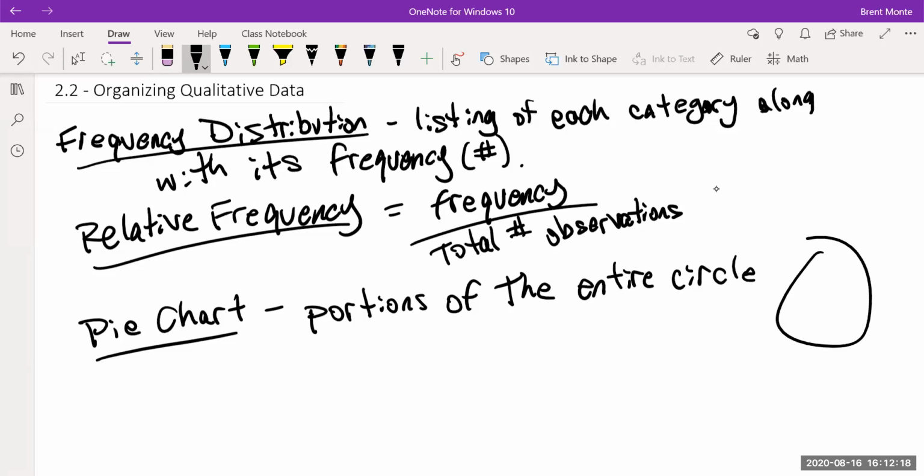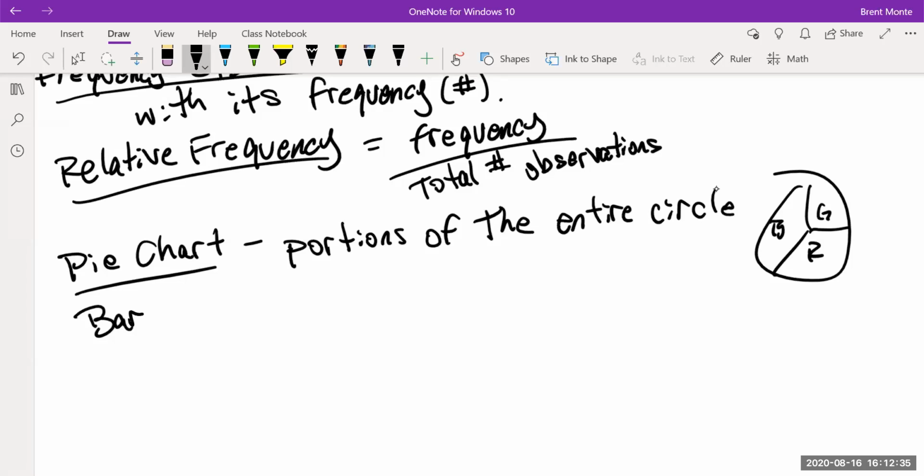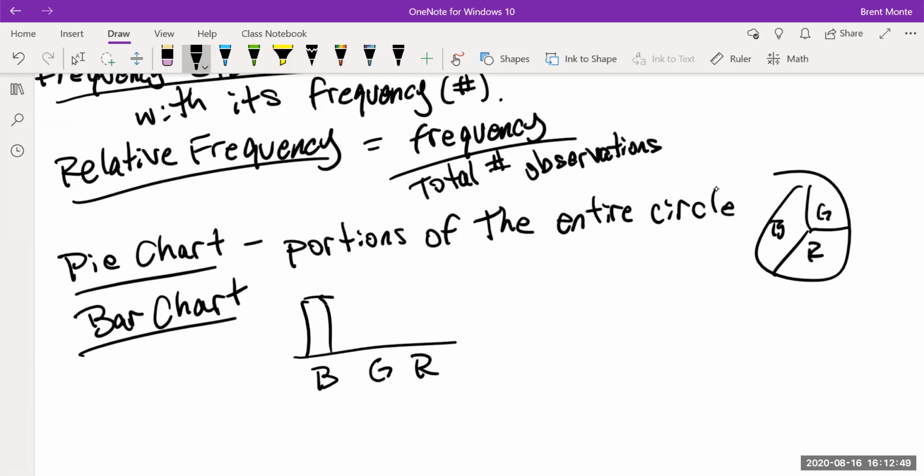You've seen these before. We draw a circle and we may do this, and this is blue, and this is green, and this is red. Again, I'll do that in our example. The other one is called a bar chart. A bar chart, just as it sounds, I'm not even going to explain it. We'll just draw a picture of one. So say again we had blue, green, and red, and maybe we had a bar that high, and the green one wasn't quite as high, and then the red one was the highest yet.